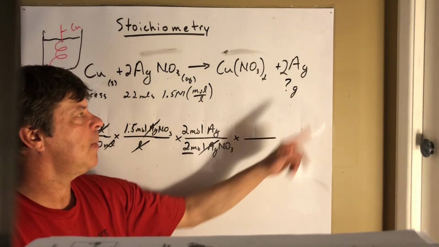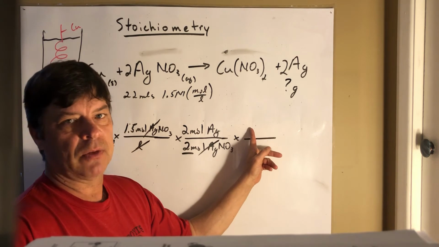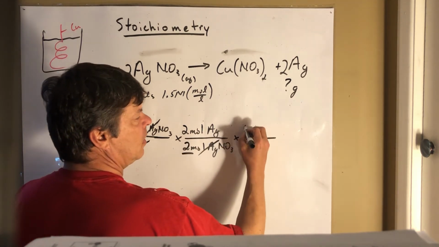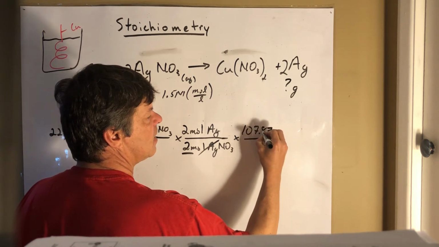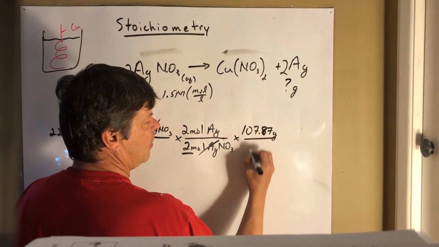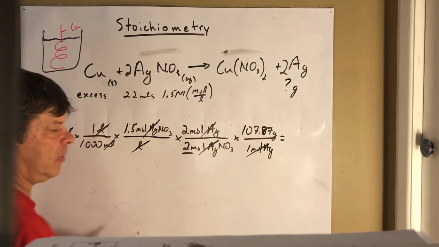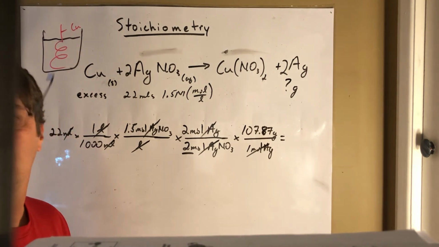We're trying to figure out grams of silver. If we wanted to figure out number of atoms, we'd put Avogadro's number there. Grams, so we're going to use the atomic mass of silver, which is 107.87, I think. Let's just go with that. 1 mole silver. Silver cancels out. And let's do a little calculation. Let's make sure we get the right answer.